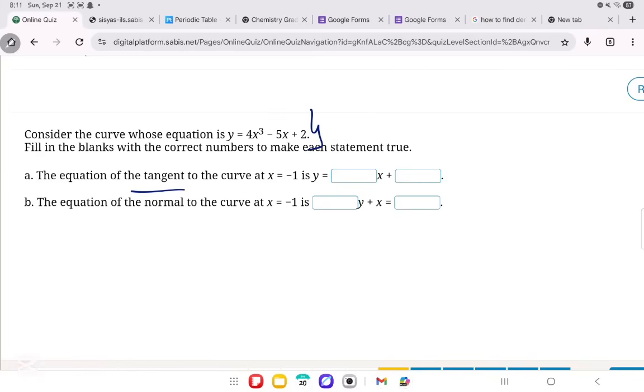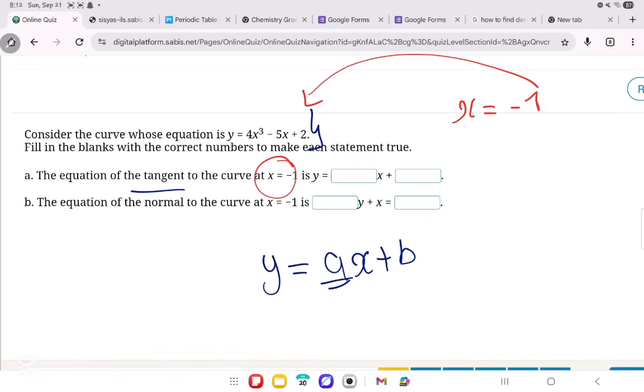In order to get the equation of the tangent to the curve, we know that the tangent is a line. It's y equals ax plus b. We need to find the slope and we need to find a point. They told us that it's at x is equal to minus 1. So if x is equal to minus 1 in this scenario, how much is y equal to? Very simply, you substitute x in this equation. So 4 times minus 1 to the power of 3 minus 5 times minus 1 plus 2, you will get that y is equal to 3.